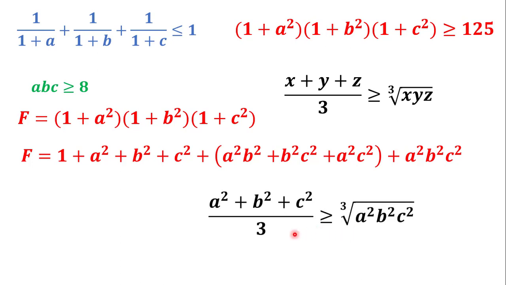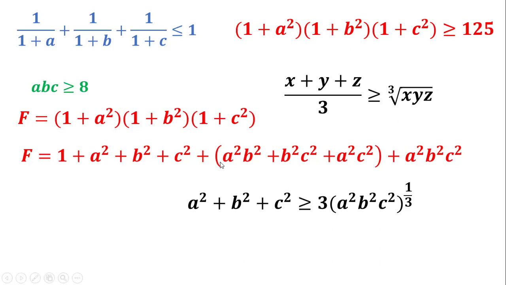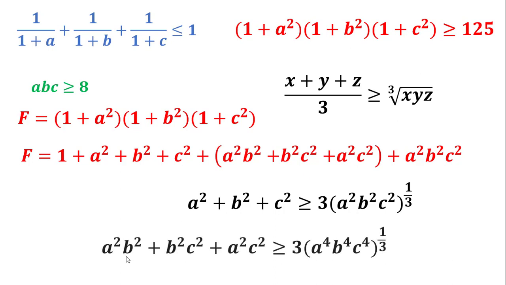This inequality can be written in this form. Also, we can put x equals a squared b squared, y equals b squared c squared, and z equals a squared c squared, and we can write the AM-GM inequality for these three terms. We're going to get a squared b squared plus b squared c squared plus a squared c squared is greater than or equal to 3 times (a to the power 4, b to the power 4, c to the power 4) to the power 1 over 3.